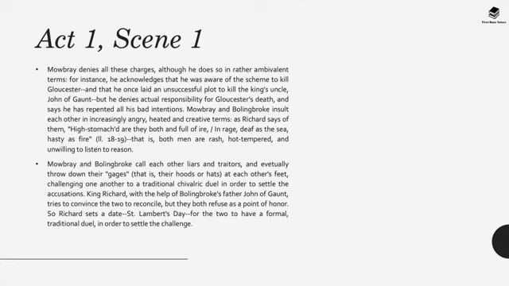King Richard, with the help of Bolingbroke's father, John of Gaunt, tries to convince the two to reconcile, but they both refuse as a point of honor. So Richard sets a date for the two to have a formal traditional duel in order to settle the challenge.